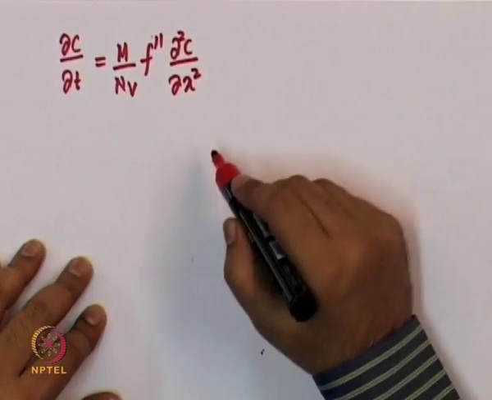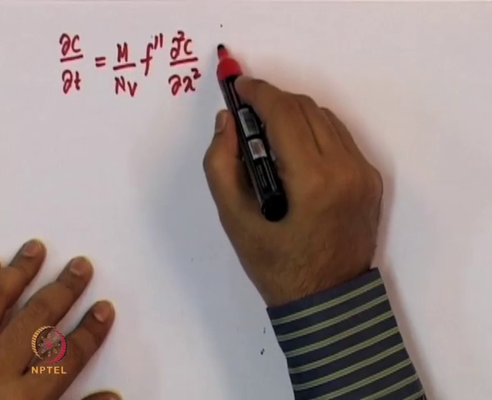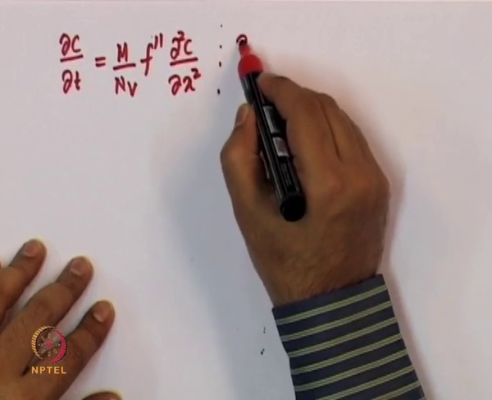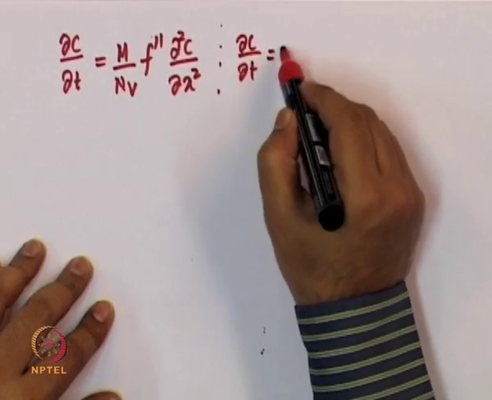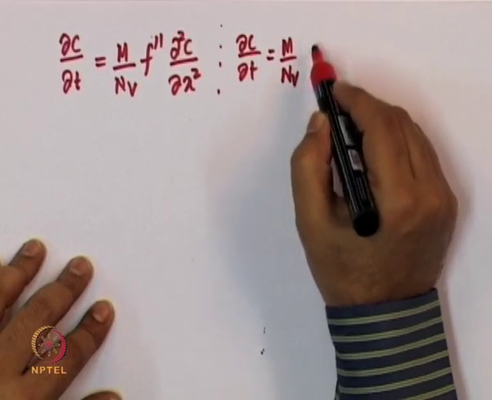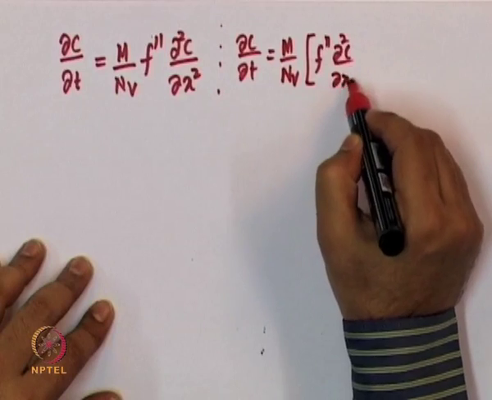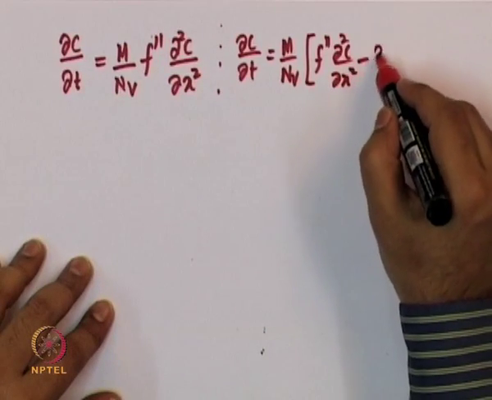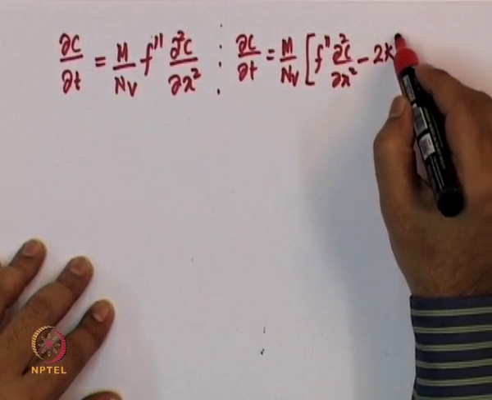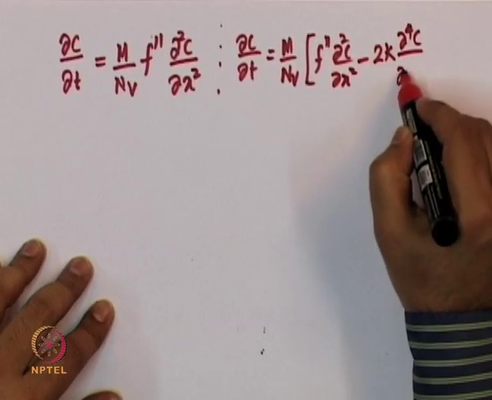So, this is the diffusion equation, and the phase field equation is the same: ∂C/∂t = (M/N_v) f'' ∂²C/∂x² minus 2κ ∂⁴C/∂x⁴.